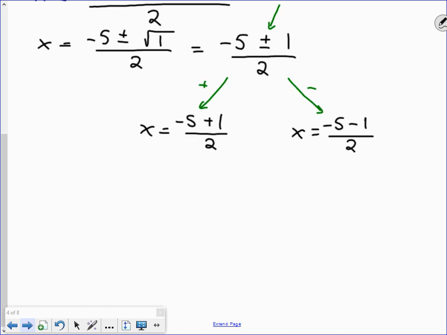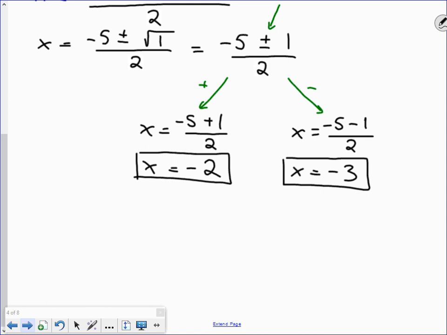And then we're just going to evaluate these two things. Negative 5 plus 1 is negative 4. Negative 4 divided by 2 is negative 2. So there's one of our solutions: x equals negative 2, just like we had before. And then negative 5 minus 1 is going to be negative 6. Negative 6 divided by 2 is negative 3. So there's our second solution, x equals negative 3, just like we had when we did it by factoring. So this is how the quadratic formula works. We just sub in the values of a, b, and c, and we end up with our two solutions, one using the plus sign in the middle and one using the minus sign in the middle.